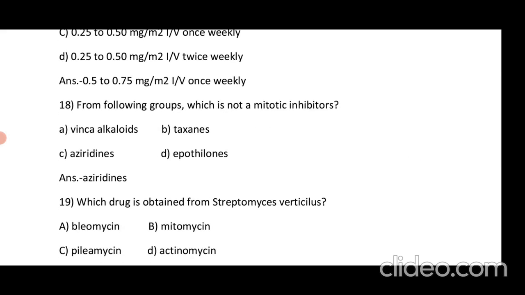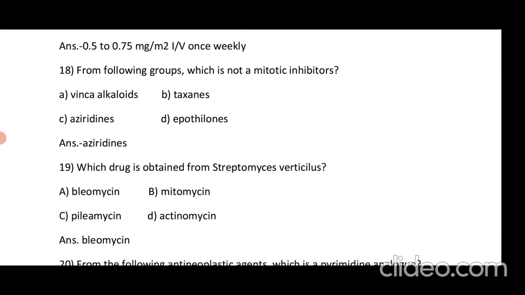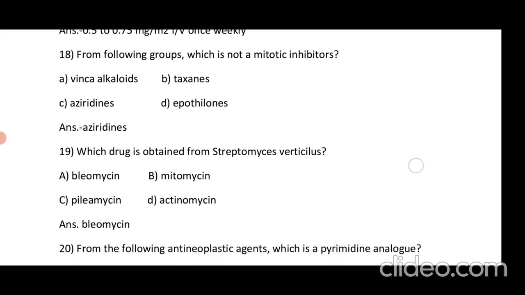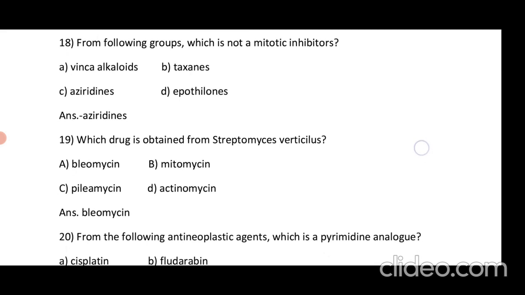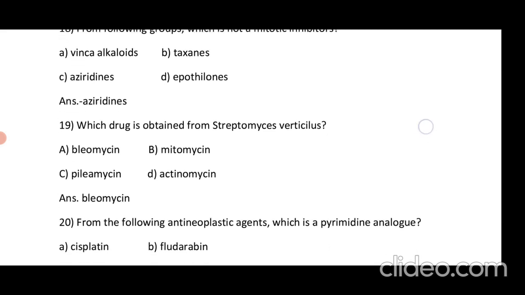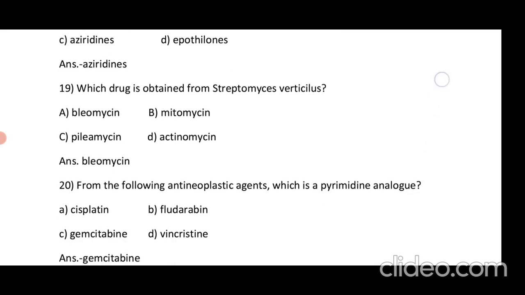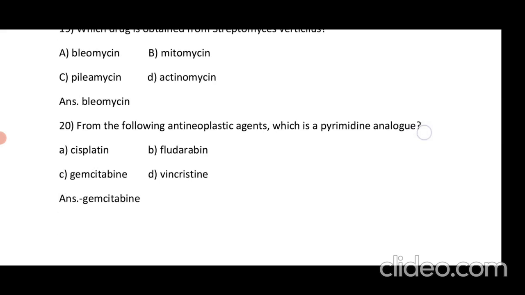Which drug is obtained from Streptomyces verticillus? The drug obtained from Streptomyces verticillus is bleomycin. From the following antineoplastic drugs, which is a pyrimidine analog? The pyrimidine analog antineoplastic drug is gemcitabine. Gemcitabine is the pyrimidine analog antineoplastic agent.